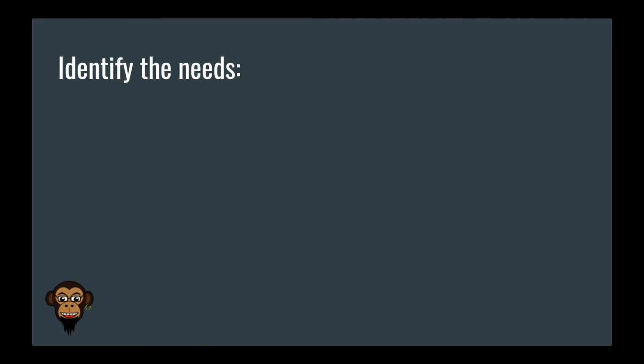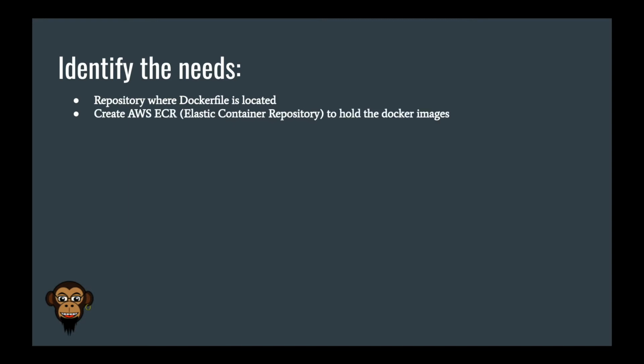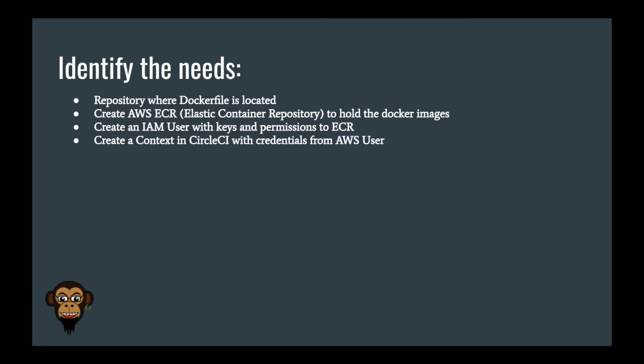So let's identify the needs straight off the bat. We're going to need to know the repository where the Docker file is located at. We're going to need to create an AWS Elastic Container Repository to hold the Docker images. We're going to need to create an IAM user with keys and permissions to ECR.